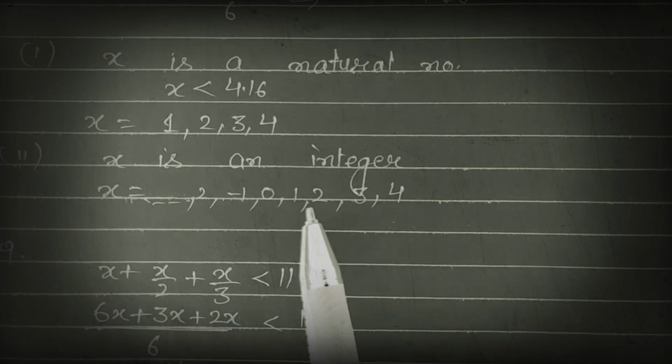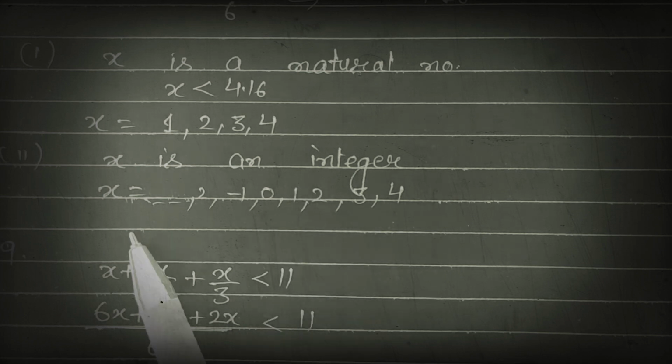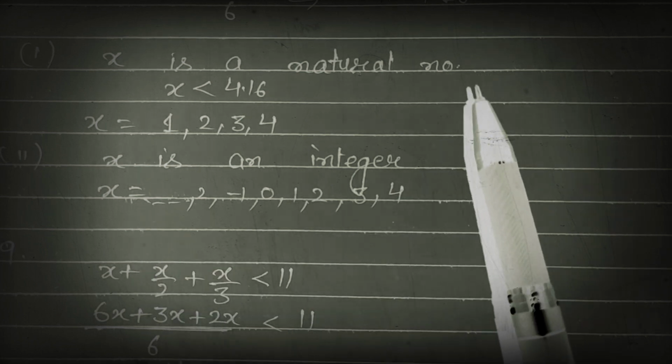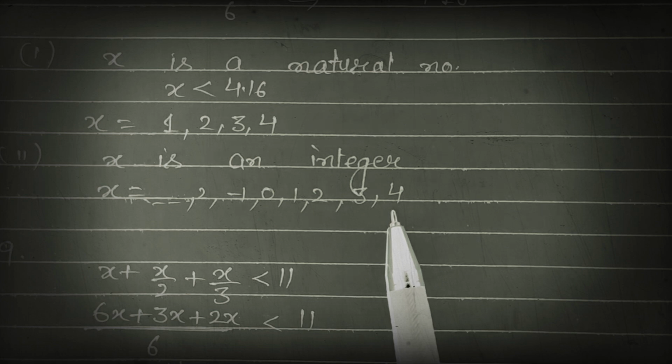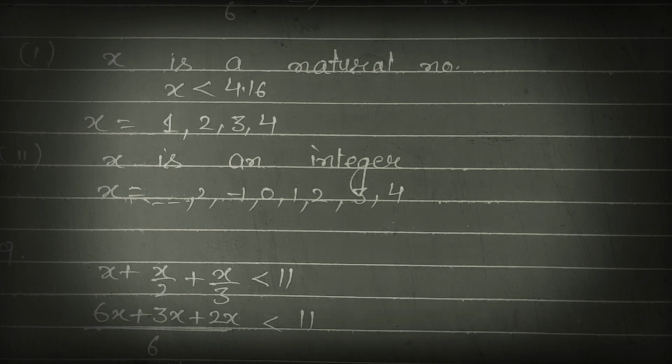4, 3, 2, 1. Here negative integers also, and it is less than 4.16, so we will take the highest value, which is 4. Now come to question number 9.